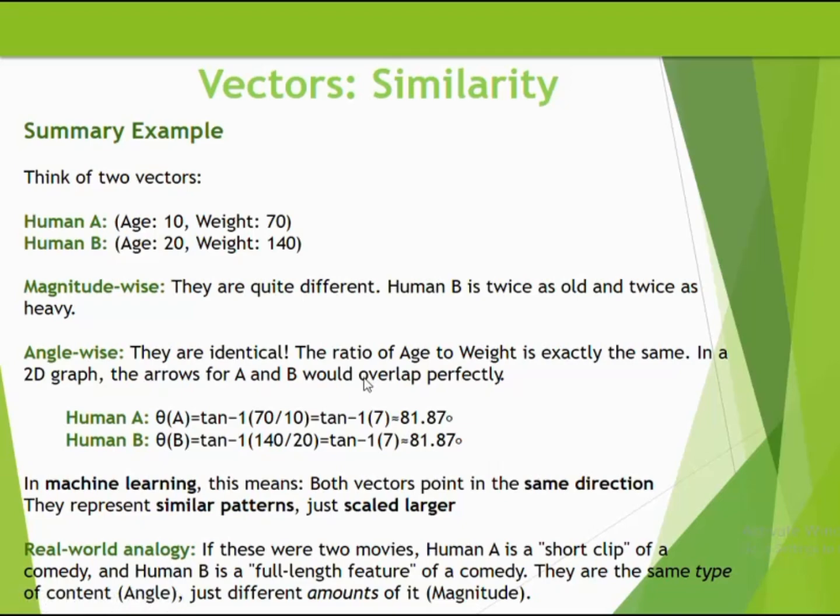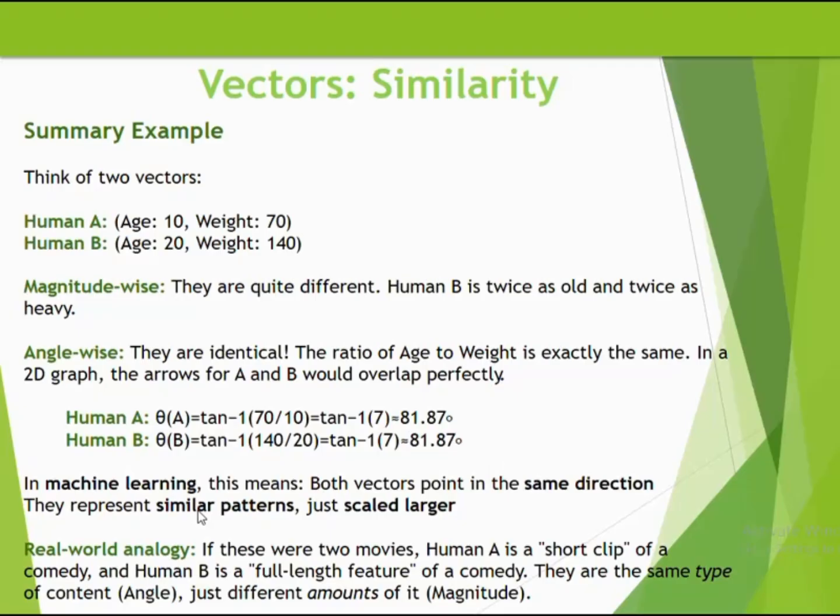And when we create a 2D graph of human A and human B, the arrows of A and B would overlap perfectly. However, the length of the human B vector will be larger than human A. If we calculate the angle of human A and human B, both of them will be the same, that is 81.87 degrees. Therefore, if we convert this into machine learning terms, both the vectors will be pointing in the same direction. They will have the same patterns, but will be scaled larger.